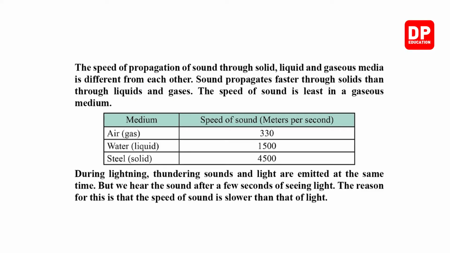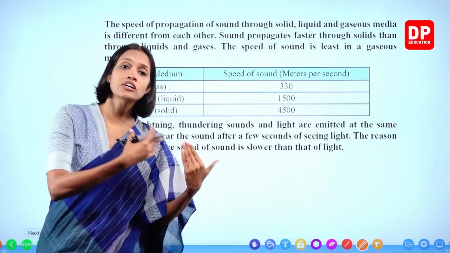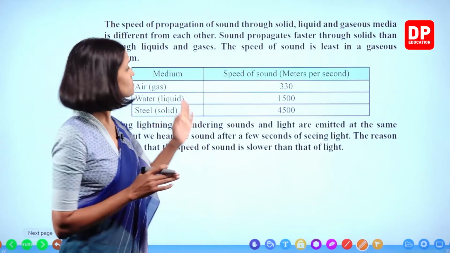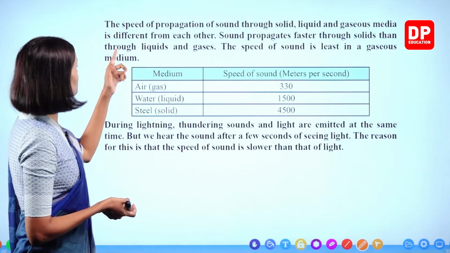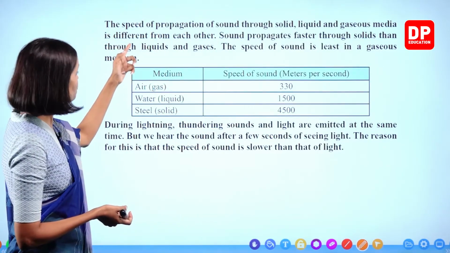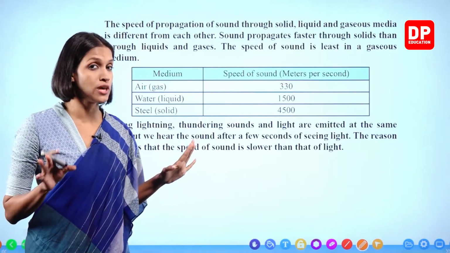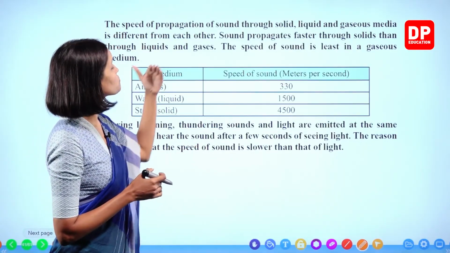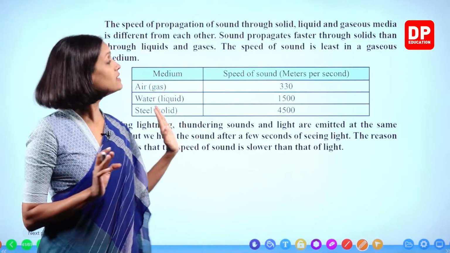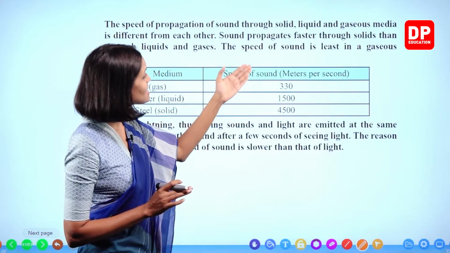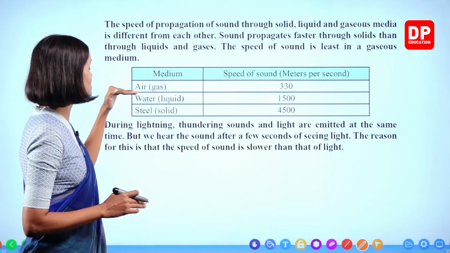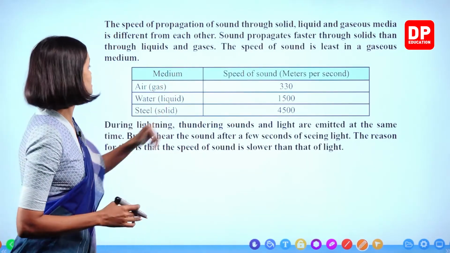Now we all know that sound travels faster through liquids and solids than through air or gases. What is the reason for this? We'll go through this. The speed of propagation of sound through solid, liquid and gaseous media is different from each other. Now we already know that, right? Sound propagates faster through solids than through liquids and gases, right? The speed of sound is least in a gaseous medium, right? When you compare solids, liquids and gases, look at this table.